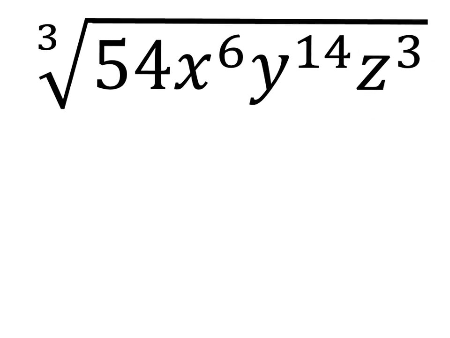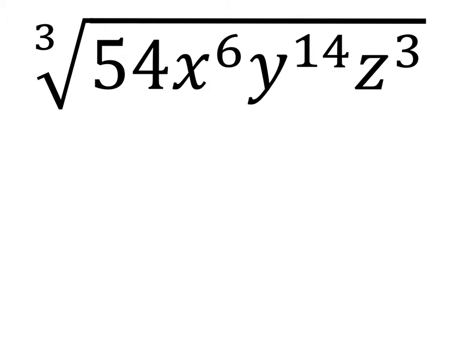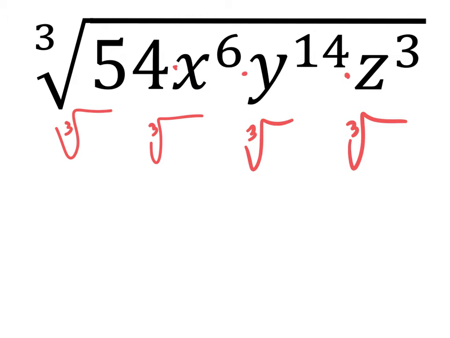All right, so we are reviewing these simple truths about radicals because we're about to simplify this, not complicated, but a little bit more entertaining third root radical here. Because we have pure multiplication, 54 times x to the 6th times y to the 14th times z to the 3rd, I'm going to split up the third root on each of these. So I'm going to do the third root on the 54, the third root on the x to the 6th, the third root on the y to the 14th, and the third root on the z to the 3rd.